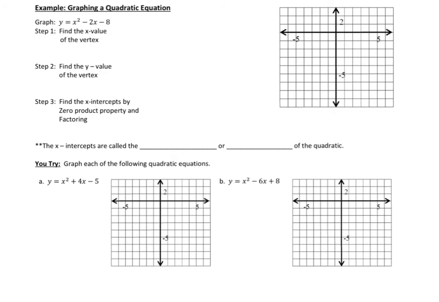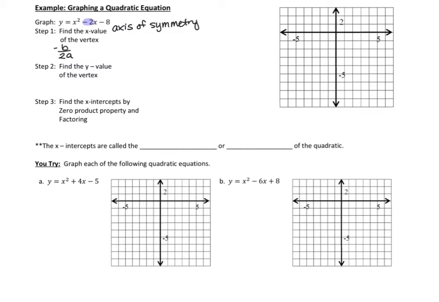Now we're just going to have a quick review of how to graph quadratic equations when they are in standard form. So first we're going to find the x value of the vertex. This is also how you're going to find the axis of symmetry. So the formula for that is negative b over 2a.